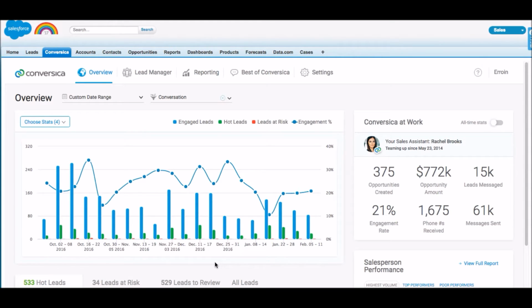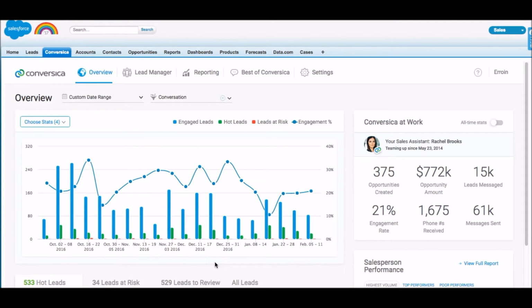On the left-hand side, we have a bar and line graph looking at my agent's performance working on behalf of my team to engage leads. And on the right-hand side, we're looking at the stats for the same time for my assistant, Rachel Brooks, who has been working with me since May of 2014. She's created 375 opportunities, worth almost $1 million. She's messaged about 15,000 leads and engaged with about 21%. So about 3,000 of those leads have responded back to her, and about 10% converted into opportunities for my team.